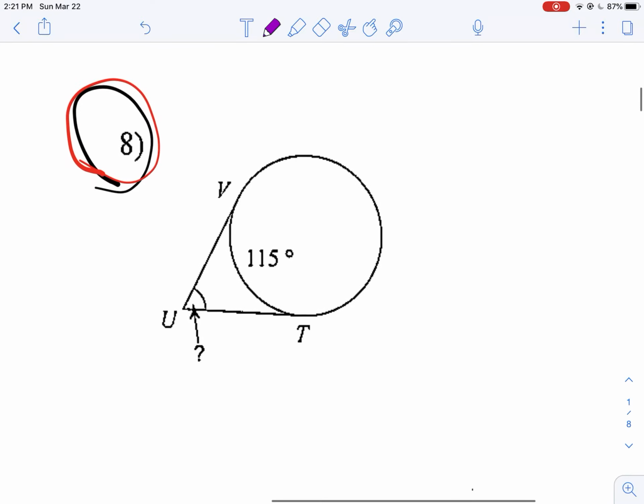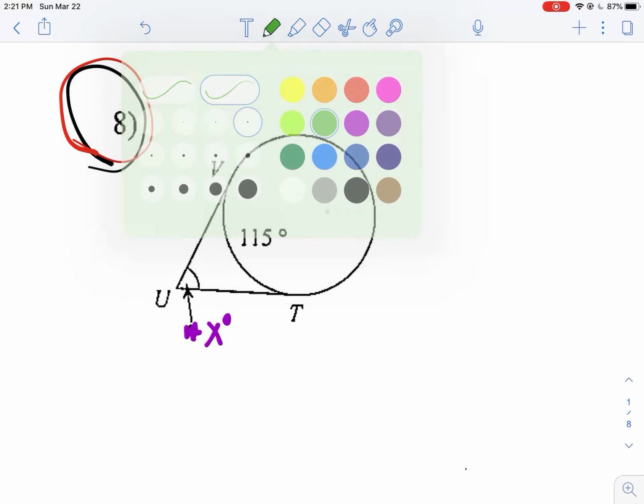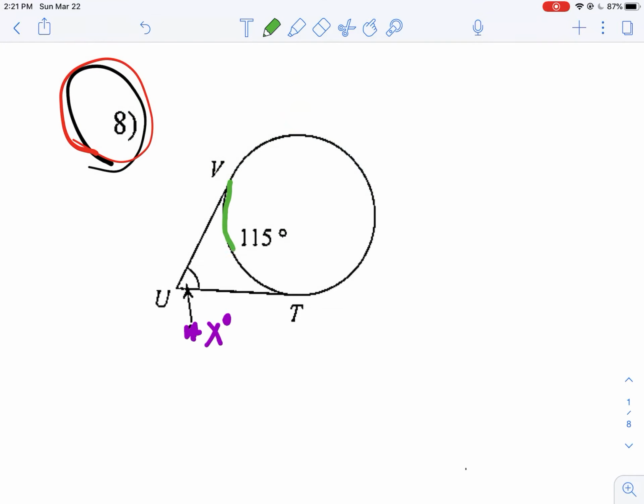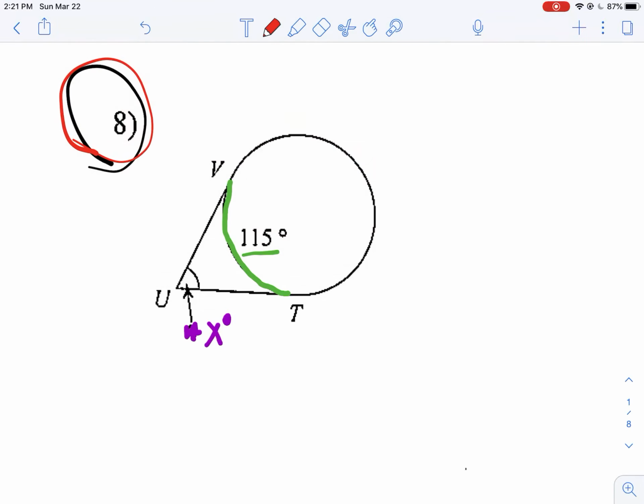All right, 8. Okay, I wanted to do 8. Now it's an angle on the outside. So I know what my setup's going to be. I'm going to call this x again. X degrees. Okay, now my small arc is given to me as 115. I see that. Okay, small arc is 115, but what is the big arc?